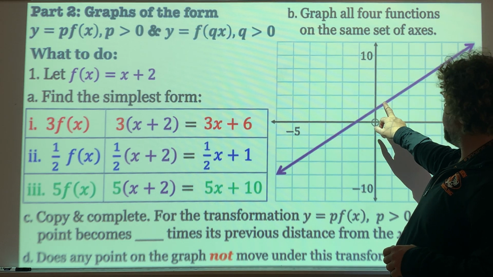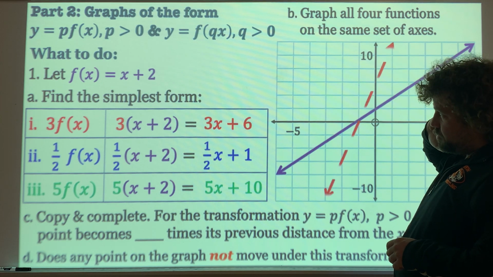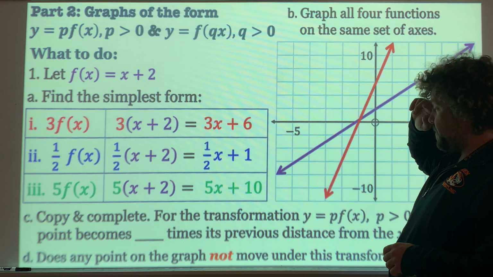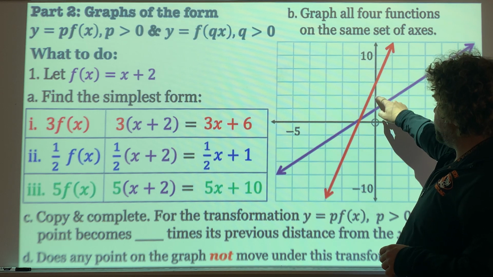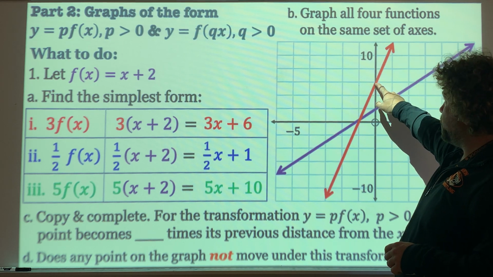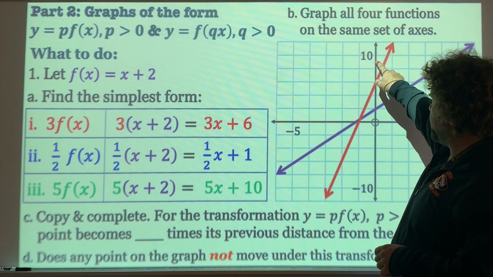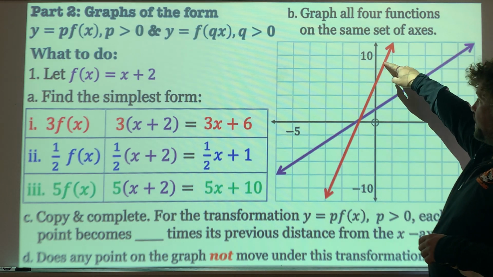All right. My next graph right here, I start at 6, 2, 4, 6. My slope here is 3. So I go up 1, 2, 3, and over 1. And that's my graph there.